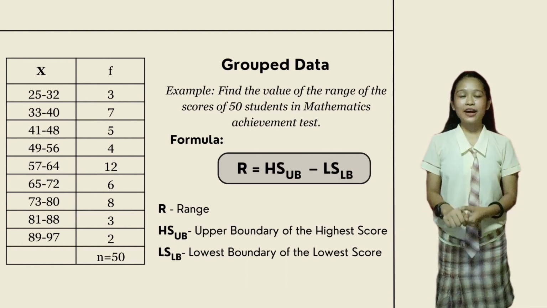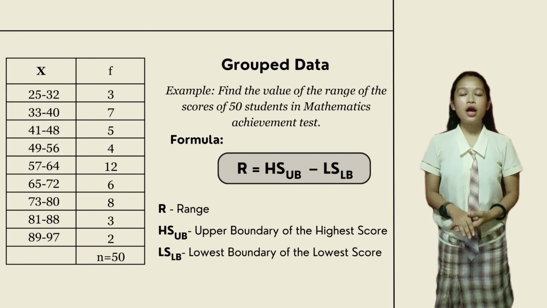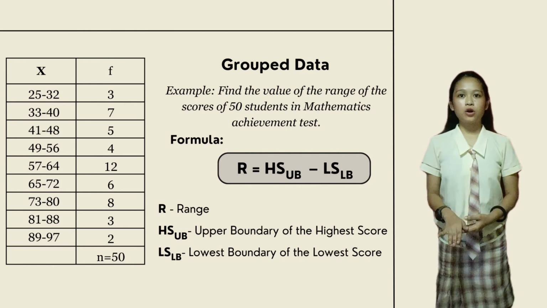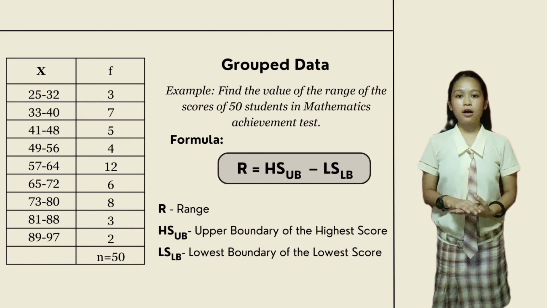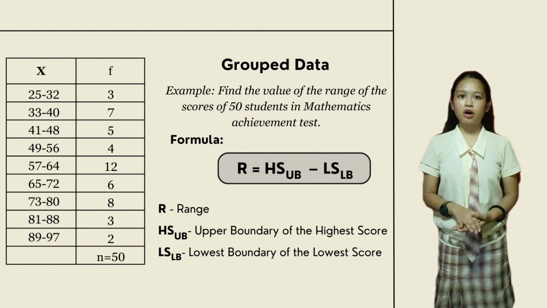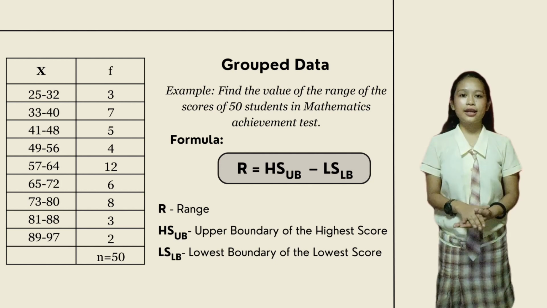For example, find the value of the range of the scores of 50 students in a mathematics achievement test. Here are the scores distributed in a table. In the first column, we have the range of scores, and in the second column, we have the frequency, which is the number of students who got scores that lie within the given range. The formula in getting the range in grouped data is R equals the upper boundary of the highest score minus the lower boundary of the lowest score, where R is the range, HS sub UB is the upper boundary of the highest score, and LS sub LB is the lower boundary of the lowest score.